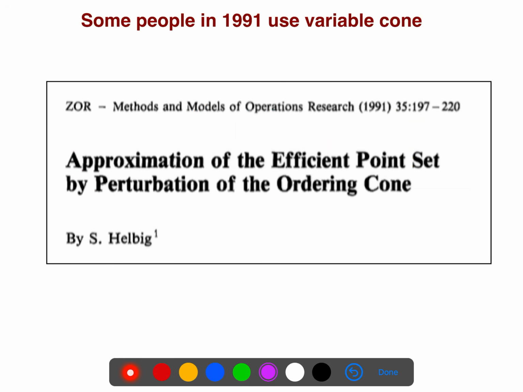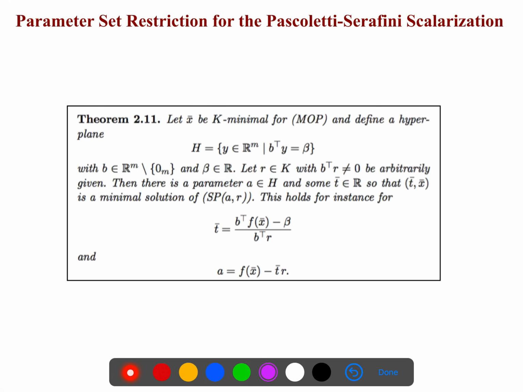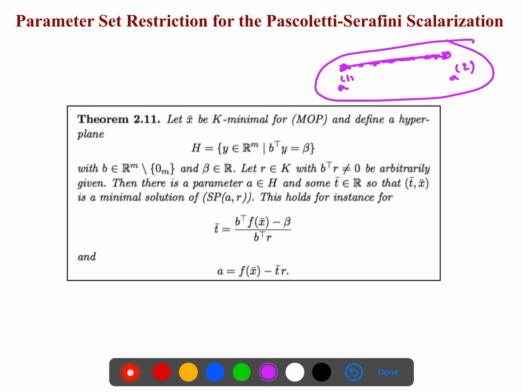And of course, as I said, some people use variable cones. And so the problem of parameter set restriction for 2D, we can show that even knowing just 2 points, A1 and A2, all the convex combinations of these 2 points, which is all of these points, is enough to search in this area, and we don't need to search in all of the space.